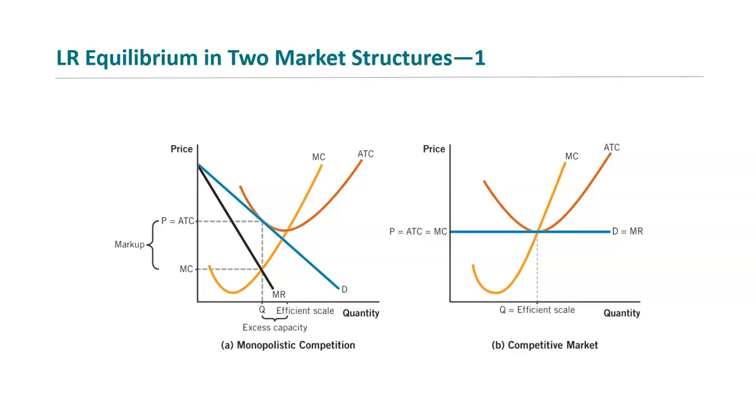And you'll notice that they're also charging a price that's higher than their lowest average total cost. Here, under competitive markets, the price is equal to their average total costs, the bottom of the average total cost curve, right?